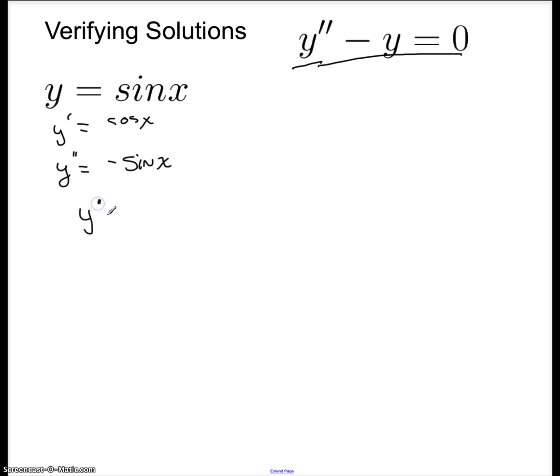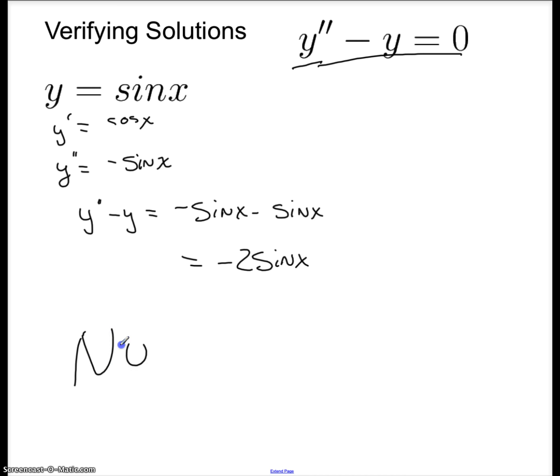So when I add y double prime minus y, what do I get? Y double prime is minus sine of x, minus sine of x. So this is minus 2 sine of x. So no, this is not a solution to this differential equation.